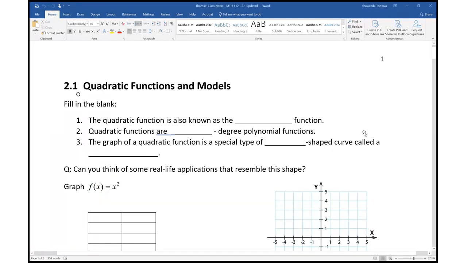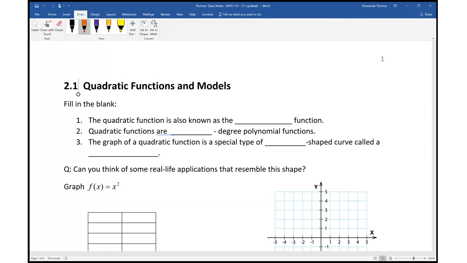2.1 Quadratic functions and models. Fill in the blank. The quadratic function is also known as the squaring function. What about quadratic functions? They are second degree polynomial functions.